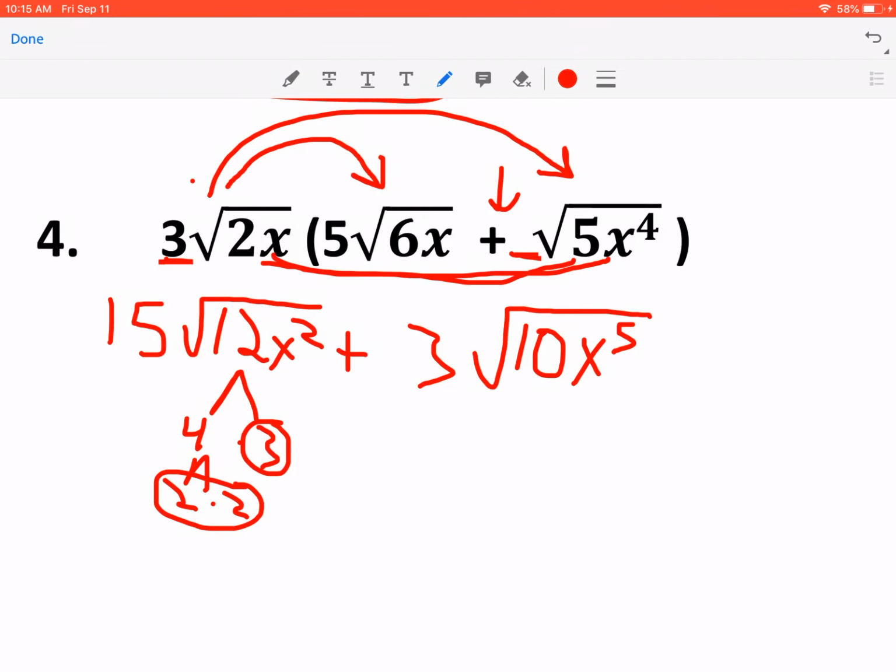Okay, 3 is prime. So 2 joins the 15. So 2 times 15 is 30. Leave a little space because I see an x squared. The single 3 goes inside. Don't forget, you had an x squared here. That's a perfect pair, so x on the outside. So that takes care of the first one.